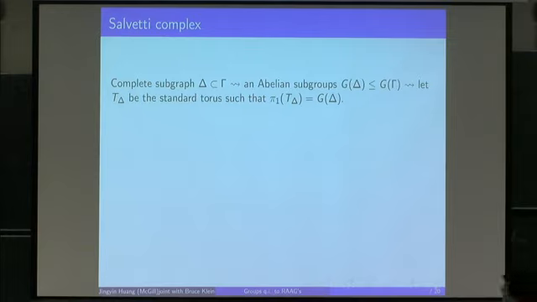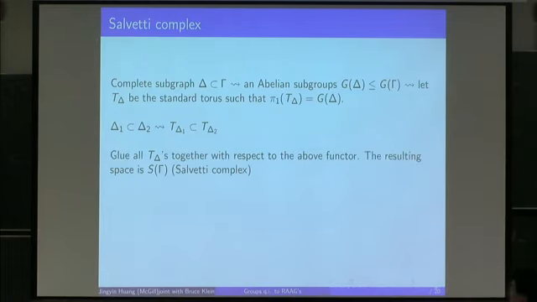Okay, and this is indeed a functor in the following sense. If you have one complete subgraph sitting inside another complete subgraph, there's a natural inclusion of one standard torus inside another standard torus. Now the Salvetti complex is constructed by gluing all these tori T delta, where delta ranges over all the complete subgraphs of gamma, together with respect to this functor. The resulting space is called the Salvetti complex. It's basically a union of tori where each torus comes from a complete subgraph of your graph.